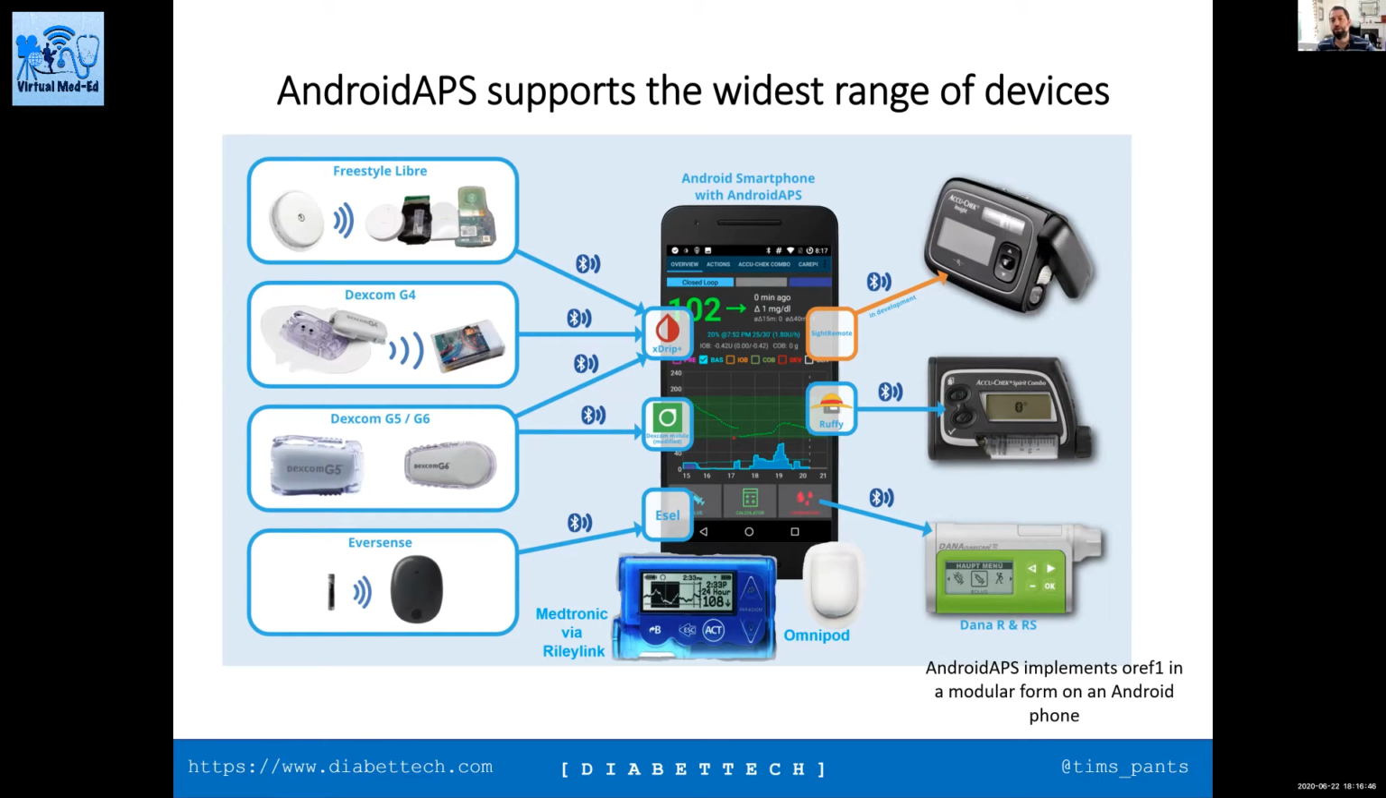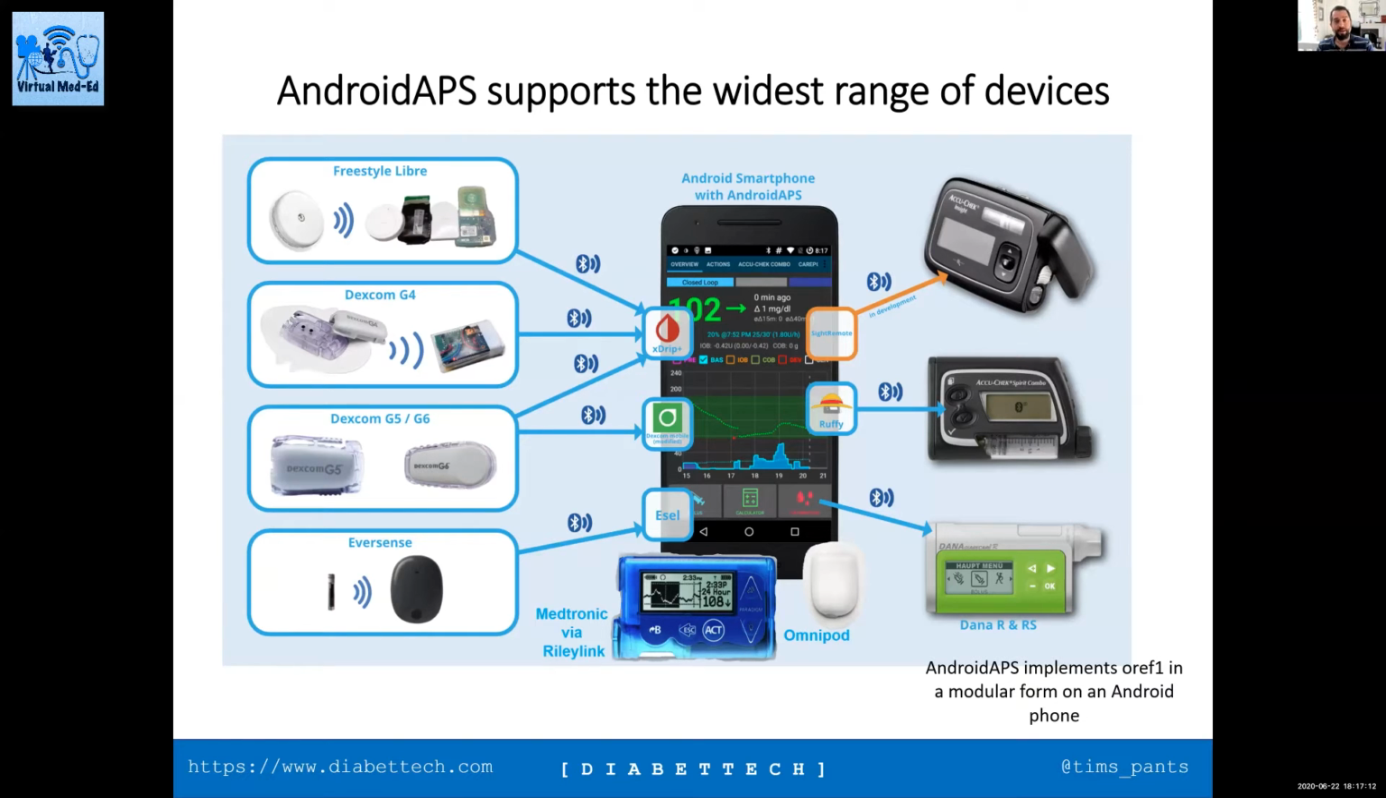Android APS is a modular system which allows it to have pump drivers and CGM drivers plugged into it, to allow it to work with a multitude of different pumps. So at the moment, direct via Bluetooth, you can use an Accu-Chek Insight, an Accu-Chek Spirit Combo, or a Dana RS. You can use a Medtronic, or you can use an Omnipod via RileyLink, as Loop does.